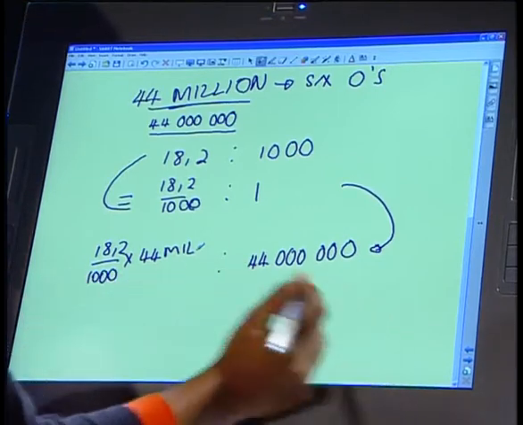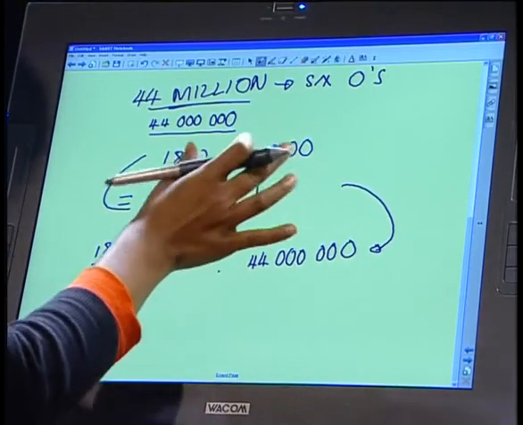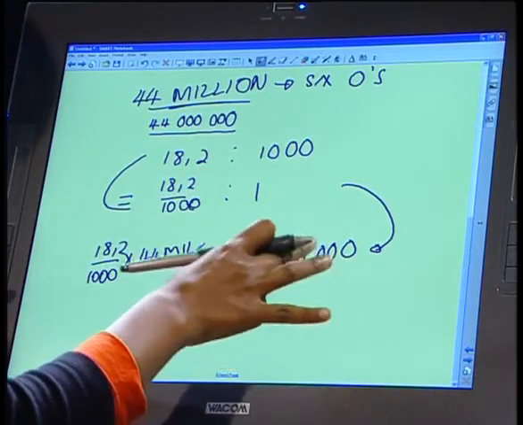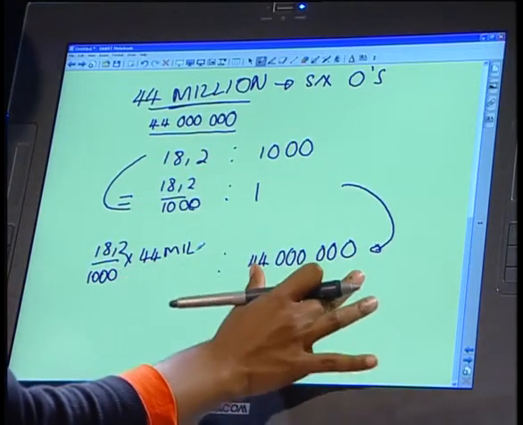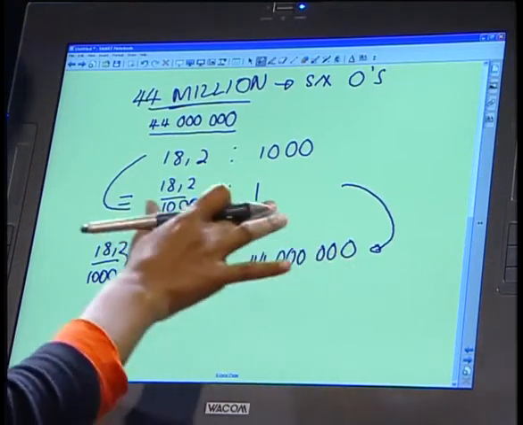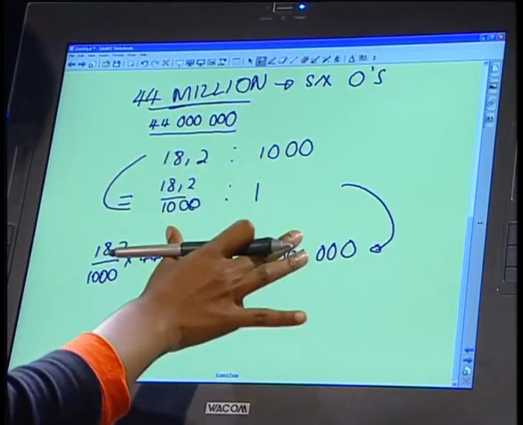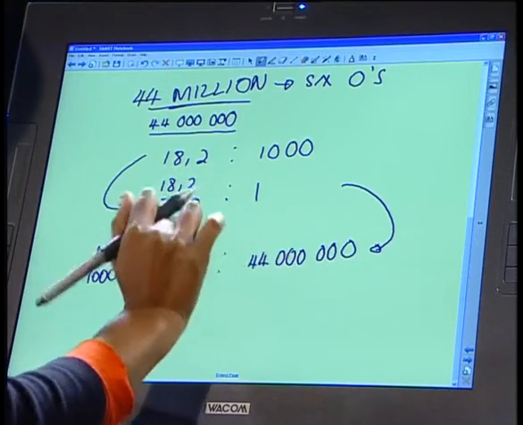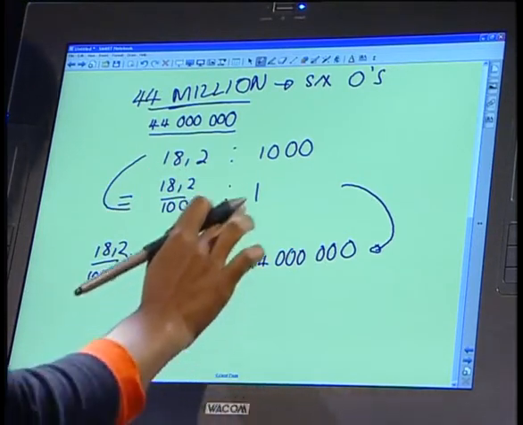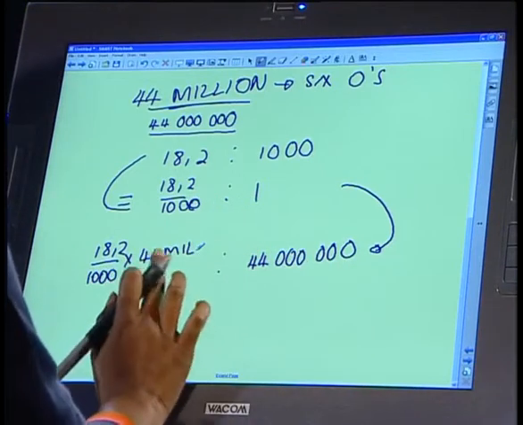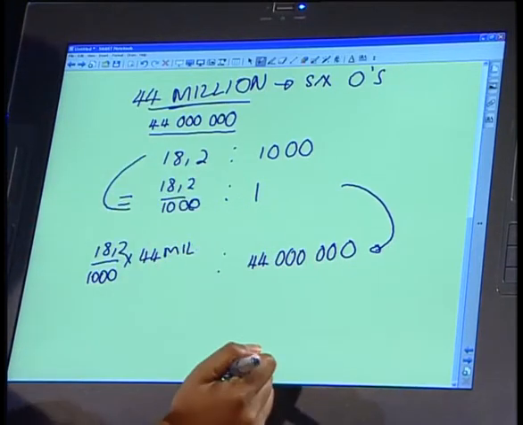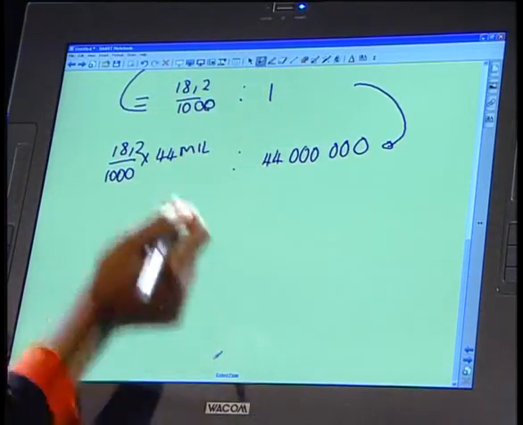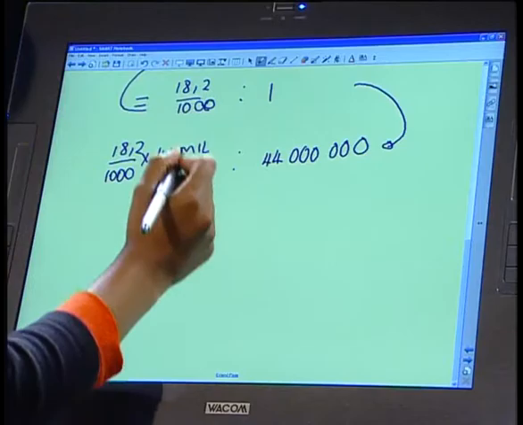Okay, so let's go over that again. We've got our crude birth rate. We want to work out what the number of births is for 44 million people. So all we did was we simplified our ratio, got it down to the number of births per one person. And I'm going to then times by 44 million to get it in numerical terms to work out how many babies are being born.